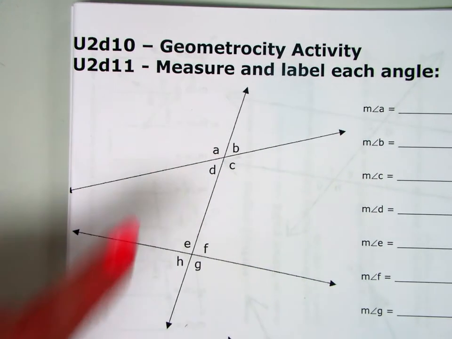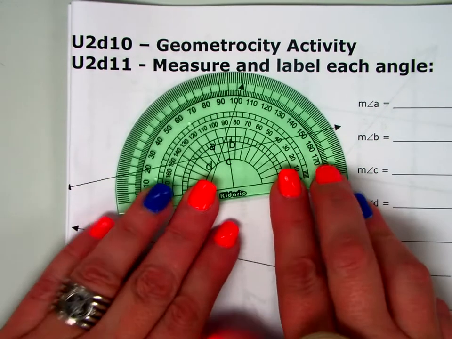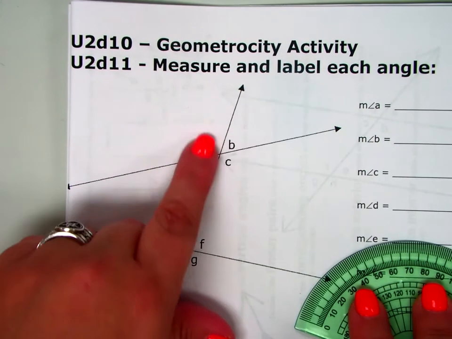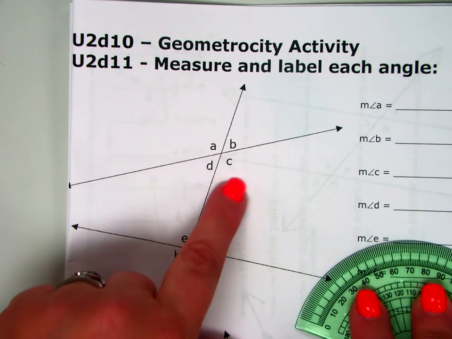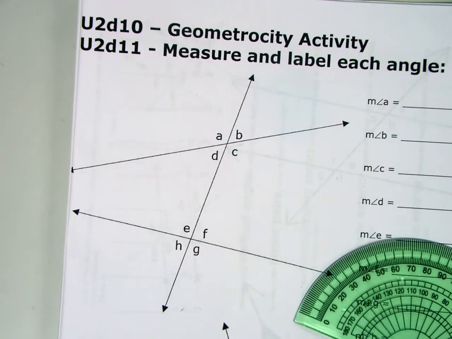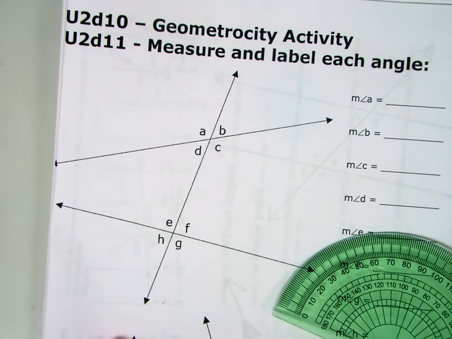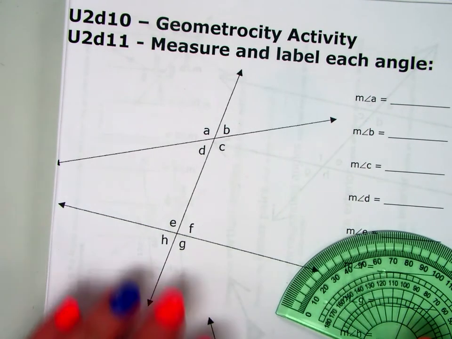We're going to start by measuring and labeling each angle. So I'm just going to get out a protractor and we're going to measure. If we measure one of these angles in the intersection here, we can use the idea of linear pairs and supplementary angles to find the rest of them. Does everybody agree? Yes, ma'am. Okay. So let's say we want to measure angle A.